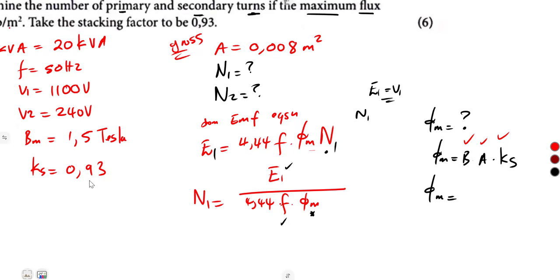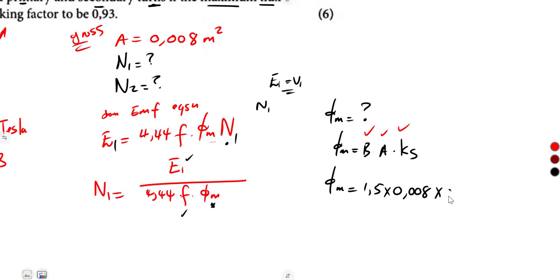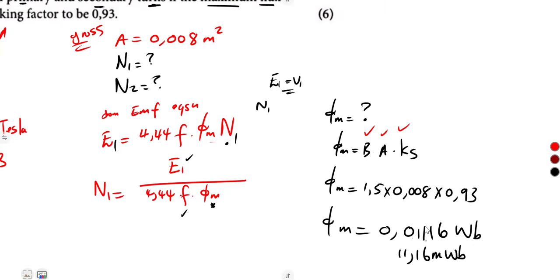Magnetic flux density is given as 1.5, so that's 1.5 times area, 0.008, times our Ks, 0.93. So that is it. We have the maximum magnetic flux of 0.01116 Webers, which we can write in milliwebers. So that's going to be 11.16 milliwebers.